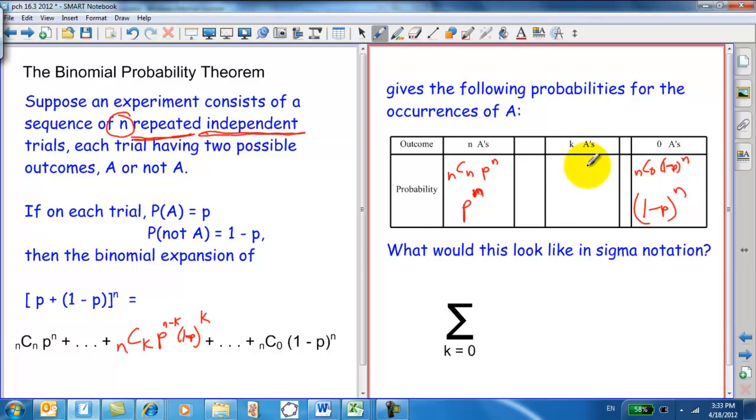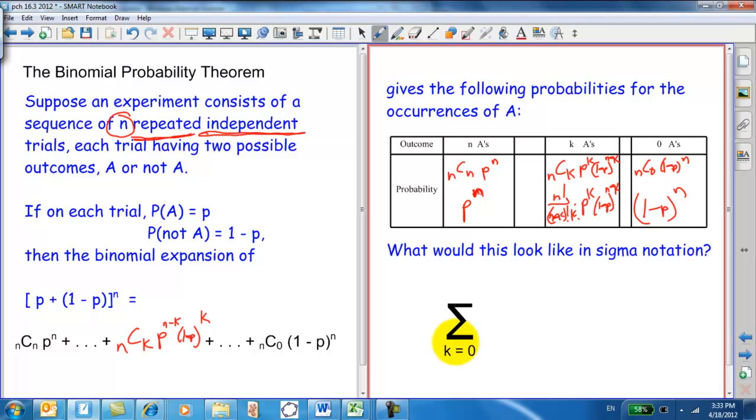The tricky one is k A's, which would be nCk, p to the k, (1 minus p) to the n minus k. And there you go, or n factorial over (n minus k) factorial, k factorial. I'm going to repeat this in the sigma notation down here: p to the k, (1 minus p) to the n minus k.